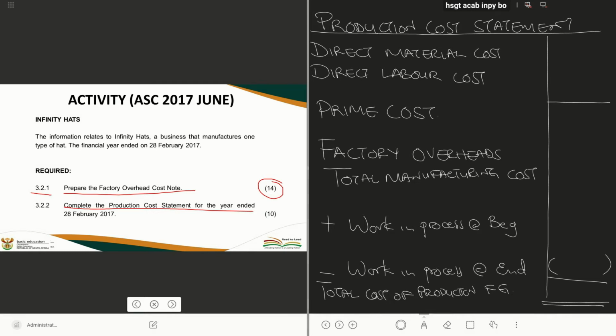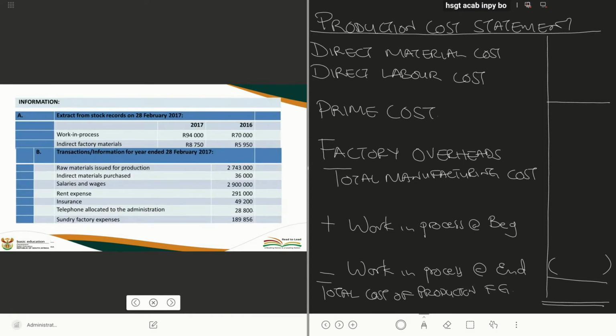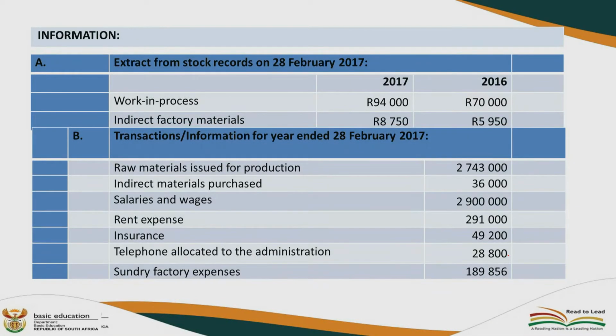Now, I want us to go to our information now. Let's look at our information. It starts with the year 2016 and the year 2017. We have a work in process, and we also have indirect factory materials. Okay, brilliant. Let's start with the first thing that we are given. What are we given as the first thing? Work in process. Already you have your format, so you know where to put it. So what are you going to put first? The 2016. The 2016 is the work in process at the beginning.